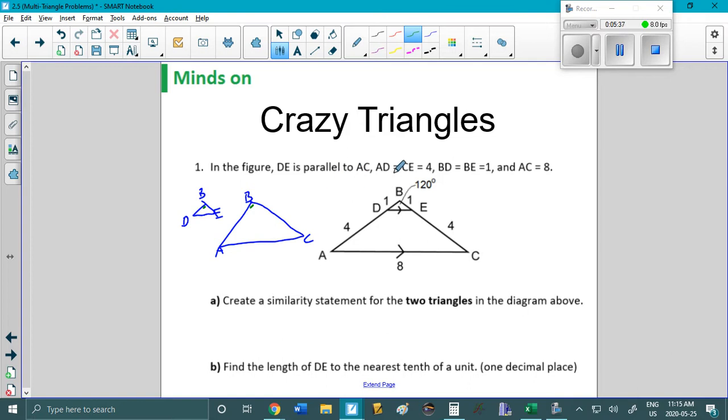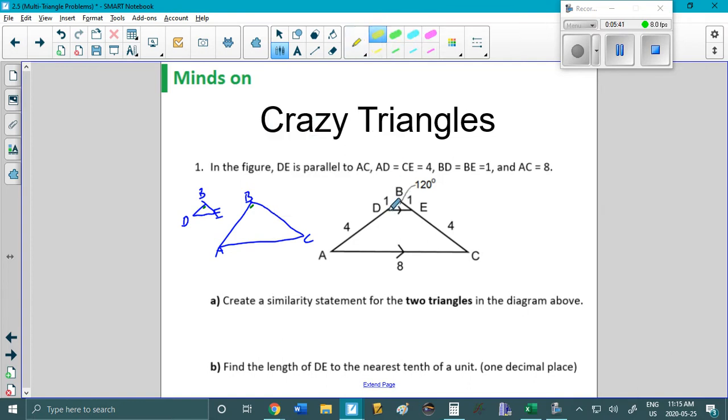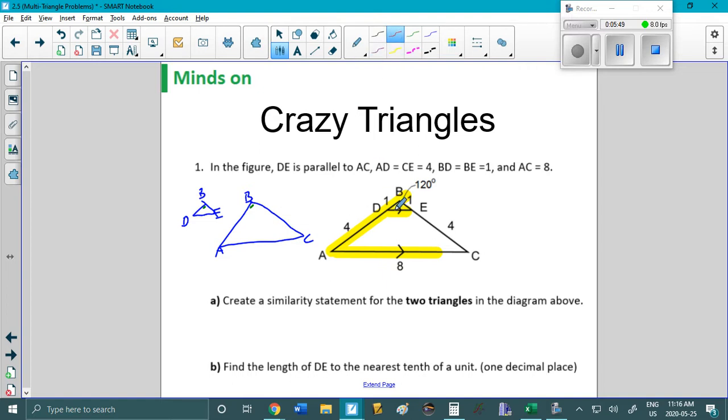And now what we can say by F pattern, so we've got these two parallel lines, and if we've got this line cutting through, this would tell us that this angle here is the same as this angle here. So we can say that this and this are the same, and therefore this and this are the same because they all add up to 180. And now we can write our similarity statement.